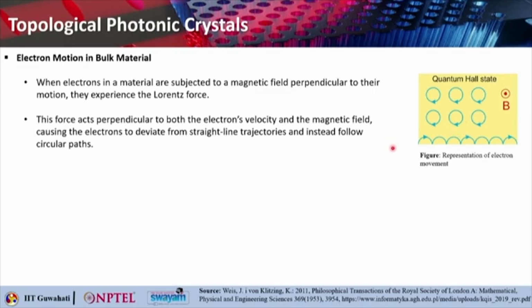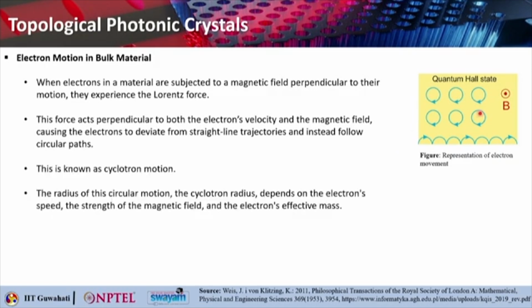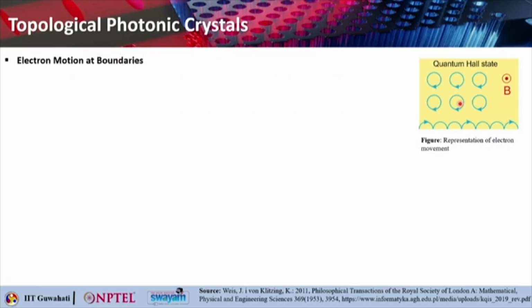So, what happens? The force acts perpendicular to both the electron's velocity and the magnetic field, causing the electrons to deviate from straight-line trajectories and instead follow circular paths. Okay. Now, this is known as cyclotron motion. The radius of the circular motion, which is also known as the cyclotron radius, depends on the electron speed, the strength of the magnetic field and the electron's effective mass.